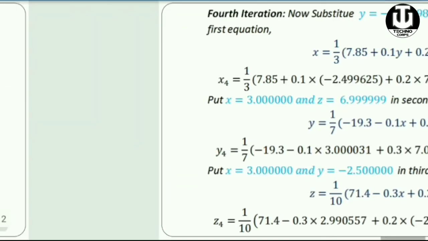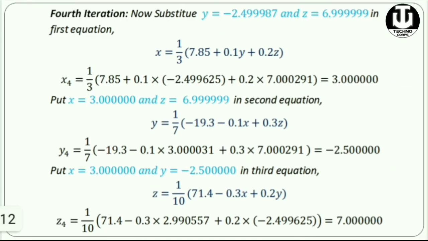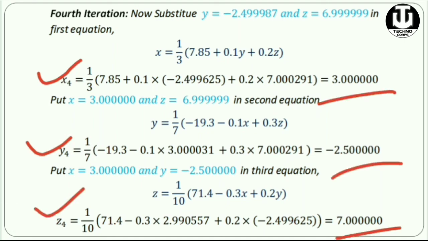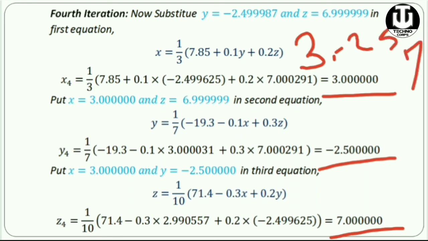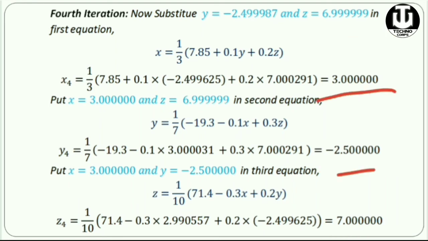Now in the fourth iteration, what are my values? The values are coming as x4, y4, z4. In the similar process, the values are coming like this. You can see we are getting very high accuracy values. The actual solution for this given system is this only, that is 3, minus 2.5 and 7. So that actual value we are getting in just the fourth iteration.